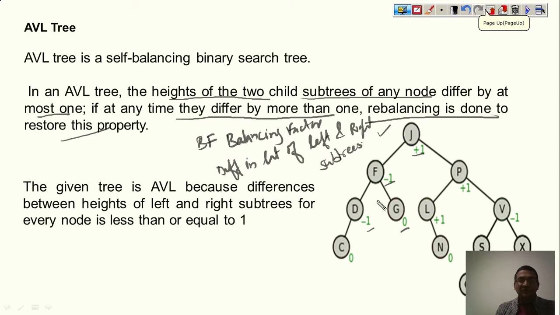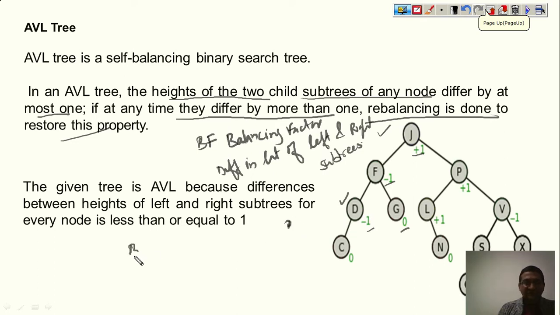So if you look here, this is a left subtree, this is a right subtree, and if you want to look at the height of this node, you need to see how many edges you need to cross to reach the leaf. Only one edge is required here. So the height of the left subtree is 1, and the height of the right subtree, because there is no child, is 0. So you are getting the answer -1.